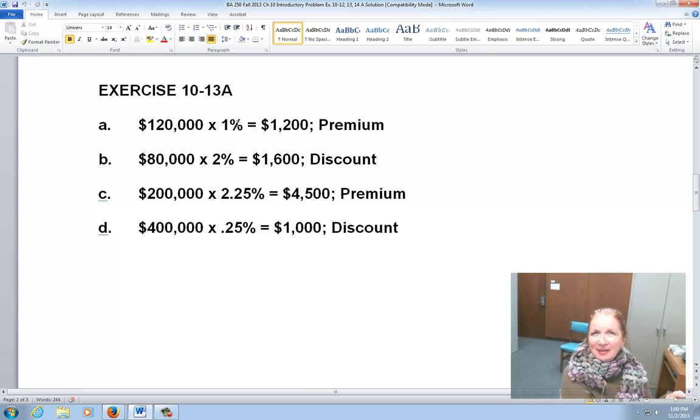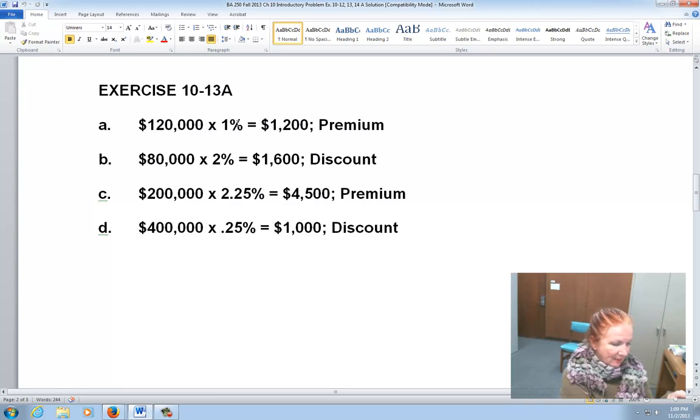Remember, the premium is a valuation liability. It runs contrary to the discount. It's in addition to the liability, so this will increase the book value of the liability; it will be higher than the face value.